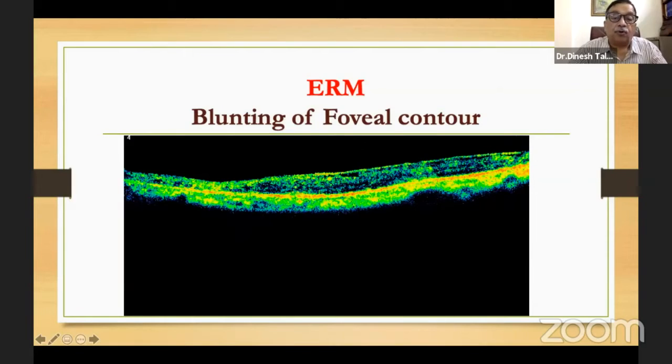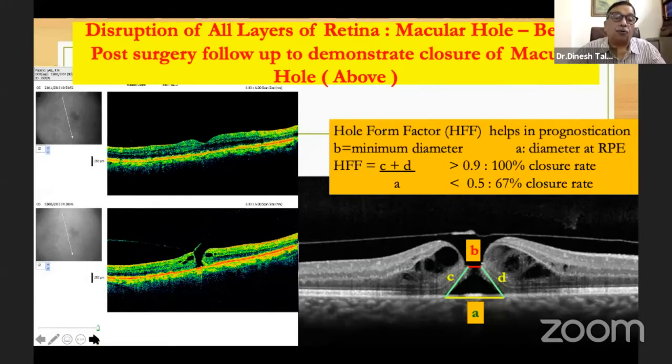Now, a blunting of the foveal contour in this OCT is because of a membrane here, an epiretinal membrane, which Purnima also showed you. And if it is causing vision loss, you consider it for treatment. Now you see this, there was a complete discontinuity. This is a macular hole, and this is post-treatment. You find the macular hole has resolved.